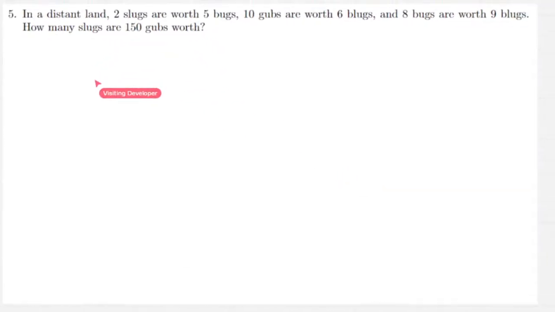Okay, now moving on to problem 5. So in a distant land, 2 slugs are worth 5 bugs, 10 grubs are worth 6 bugs, and 8 bugs are worth 9 bugs. And we want to find how many slugs 150 grubs are worth. So essentially this is just a unit conversion problem, and we just want to keep track of which units we're working with.